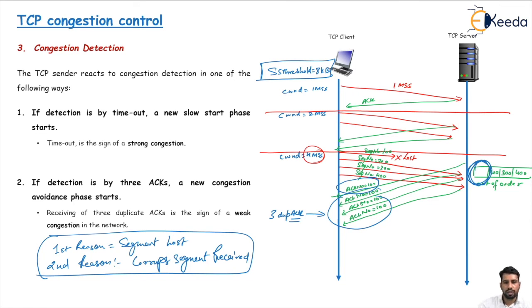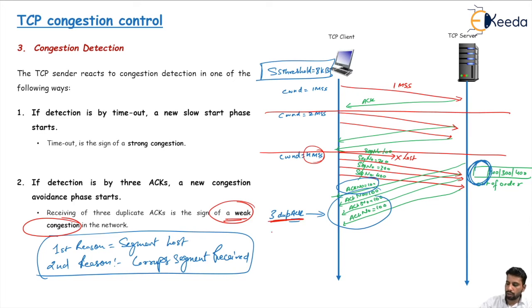Due to this, a chance of 3 duplicate acknowledgements is possible. When 3 duplicate acknowledgements are received by the sender, it means there is no high congestion in the network, only low or weak congestion. If high congestion were there, even acknowledgement loss would be possible. But all four acknowledgements are received successfully, which means there is weak congestion in the network.